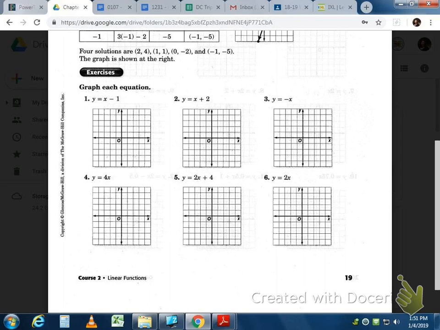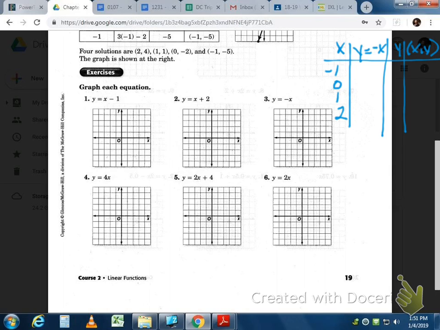I'm going to do my function table again. I'm going to have an x column, a y equals -x column, a y column, and then the ordered pair column. Those are called solutions, and when you plug them into the equation, they make the left side equal the right side. What x values are we going to use? -1, 0, 1, and 2.